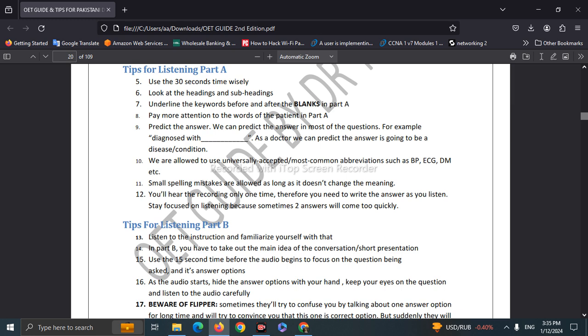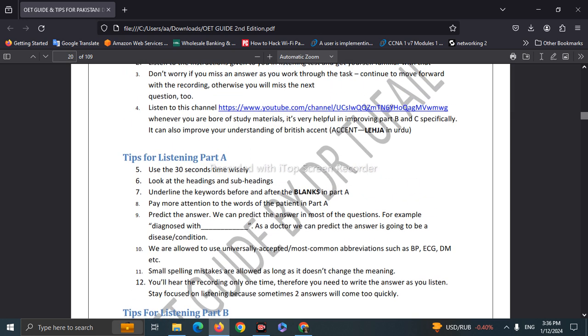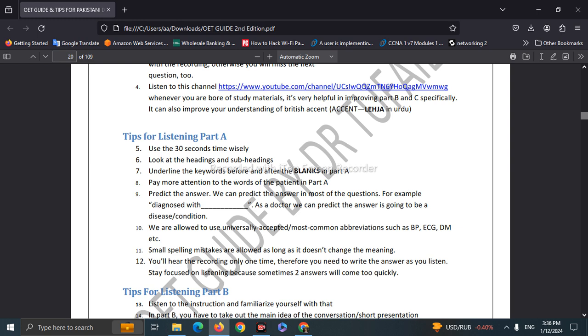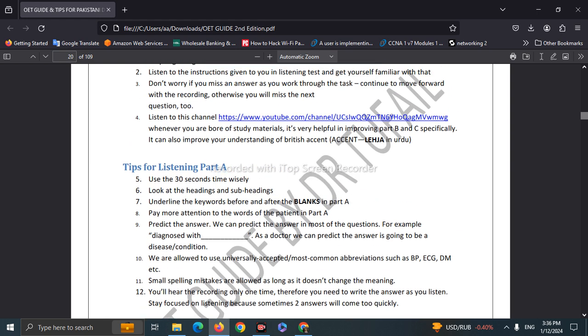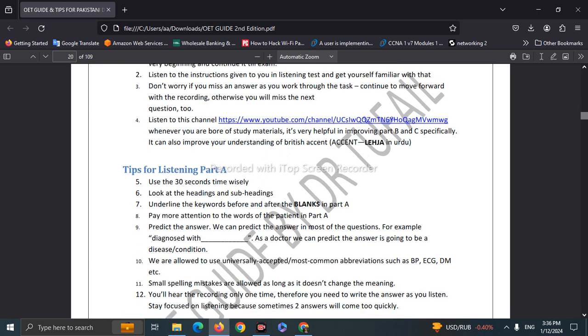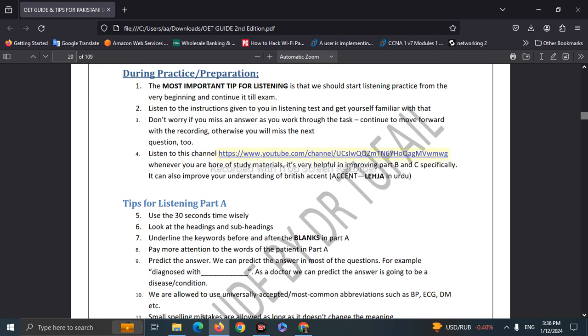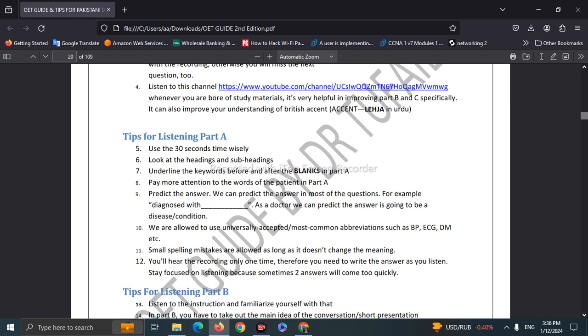Sometimes the answer will come too quickly. One sentence may contain two or three blanks. That's why the 30 seconds is very crucial, because you get an idea of which part of your listening you should be quicker on.